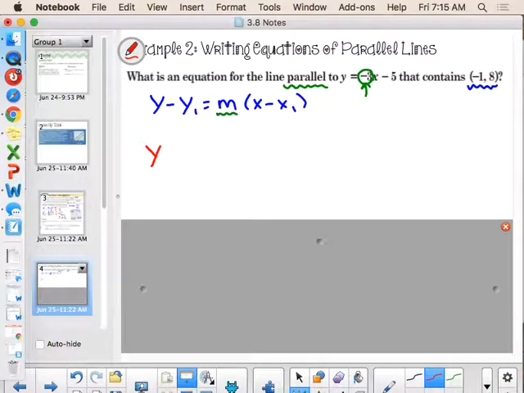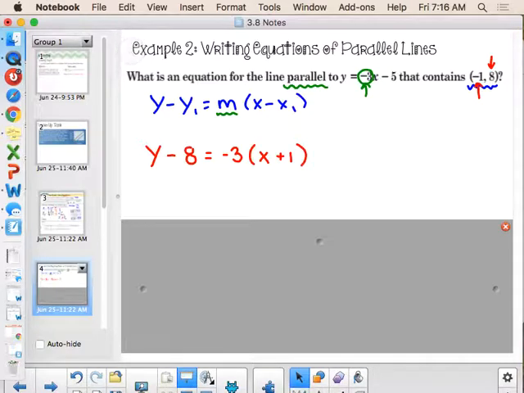We have y. Now we look at the y coordinate in the point given, and it's 8. So we're going to do y minus 8 is equal to, the slope in the given line is -3. Now we have x. Now we look at the x-coordinate in the point given, and it's -1. So we write x plus 1. Here is point slope form of this equation.